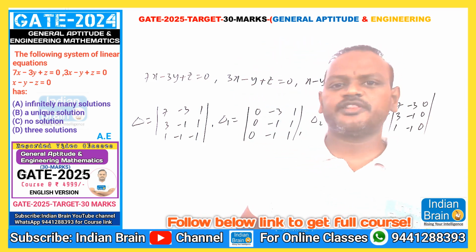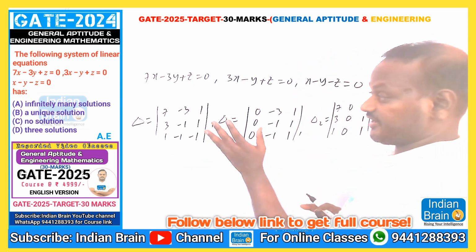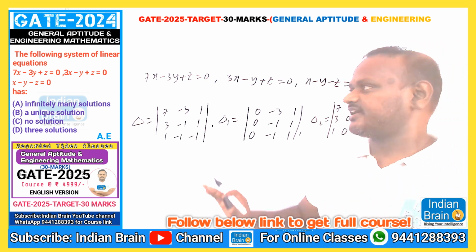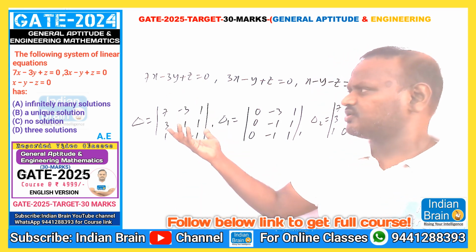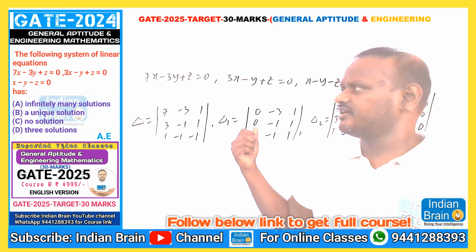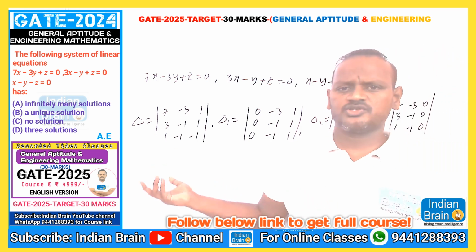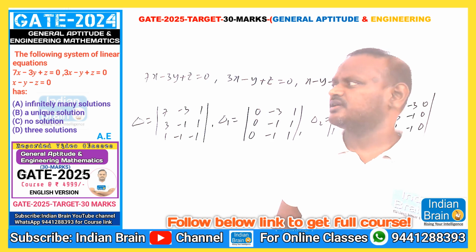Now we need to go for the determinant values. How to find the det values? After getting delta 1, delta 2, delta 3, then only we can decide the story of the equation. Story of the equation means what? Maybe infinite solutions, or a unique solution, or no solutions. All three may happen, we don't know. According to the options you can decide, right?